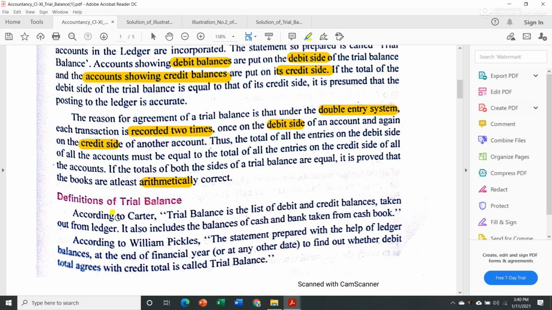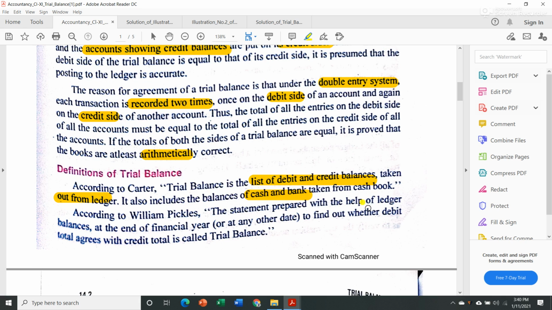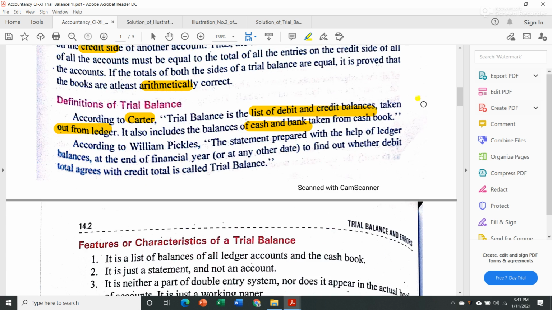Now there is some definition given for trial balance. According to Carter, a trial balance is the list of debit and credit balances. When we make a trial balance, you will see it is nothing but a list of all the debit and credit balances of all the accounts, taken out from the ledger. It also includes the balances of cash and bank taken from the cash book, because in the ledger we don't prepare cash and bank account, but we take the cash and bank columns, the debit or credit balances from the cash book itself. I think for giving a definition, Carter's definition is pretty easy and simple to understand.